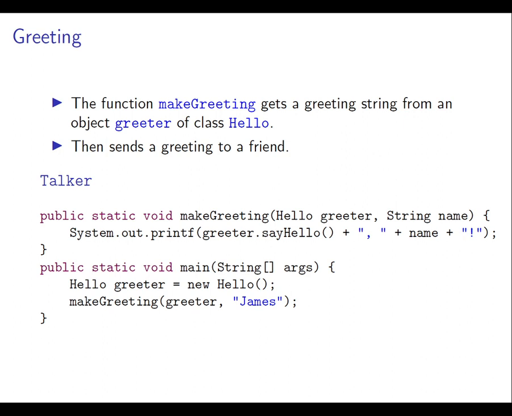Okay, so we have a function makeGreeting here which gets a greeting string from an object called greeter of class Hello. Okay, and then it sends a greeting to a friend. So the idea is that the greeter object is supposed to understand the message sayHello, which we're going to send to it, and then we're going to add a comma, a name and an exclamation mark. Okay, and so you can see how that's used in that main method there.